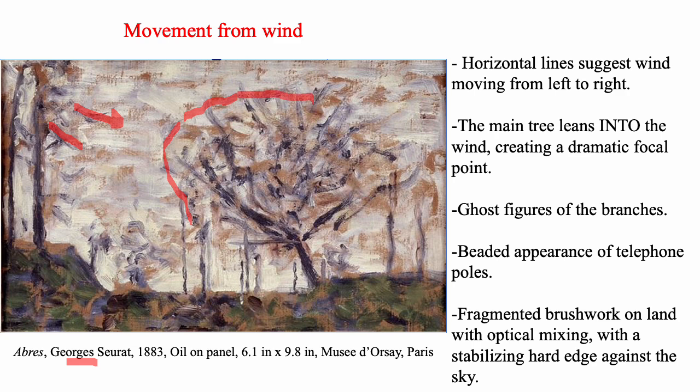In addition, we see ghost figures where we see light renditions of the branches as if the branch had just moved from one position to another. We see these beaded vertical structures in the background as if they're being bent by the wind. And then the land has a sharp edge to define it against the sky, but there seems to be turbulence in this land nevertheless.